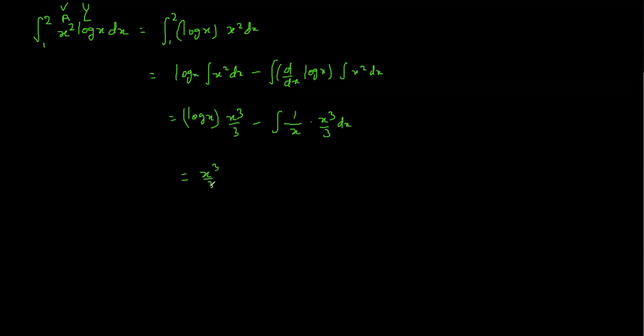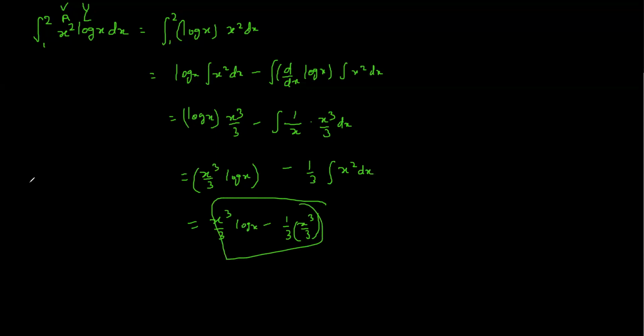We apply the rule again. 1 by 3 is outside, and 1 by x cancels out. One more time you have to integrate, right? Now there is no integration after this step, so you can write it.